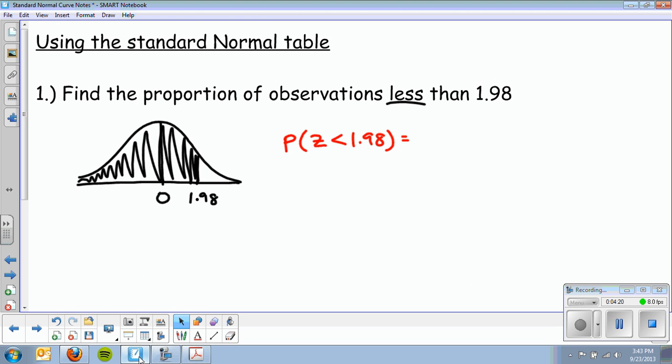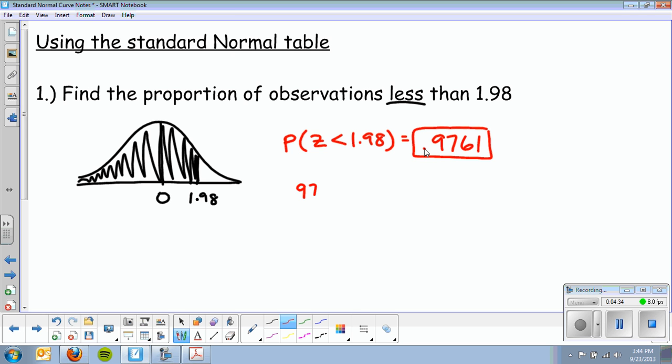So I come back over here, and I get 0.9761. That's my answer. That's the area of this black shaded part. Now, as a percentage, it'd be 97.61%. As area, it's 0.9761. Remember, the whole thing adds up to 1. And as a probability, it's 0.9761. So all different terms that you will be asked to report back this type of information.